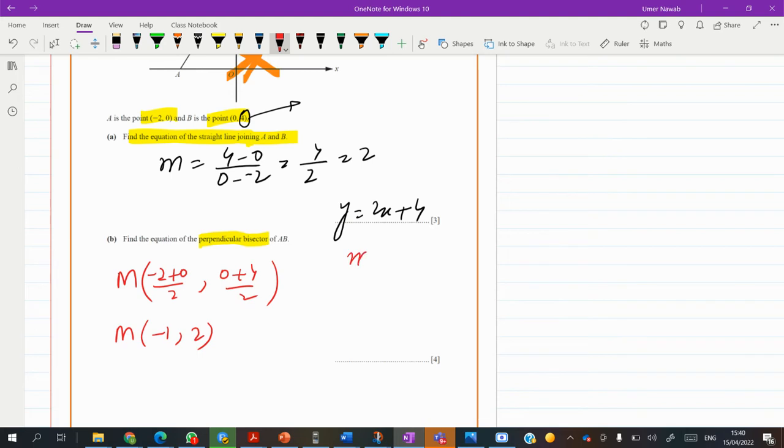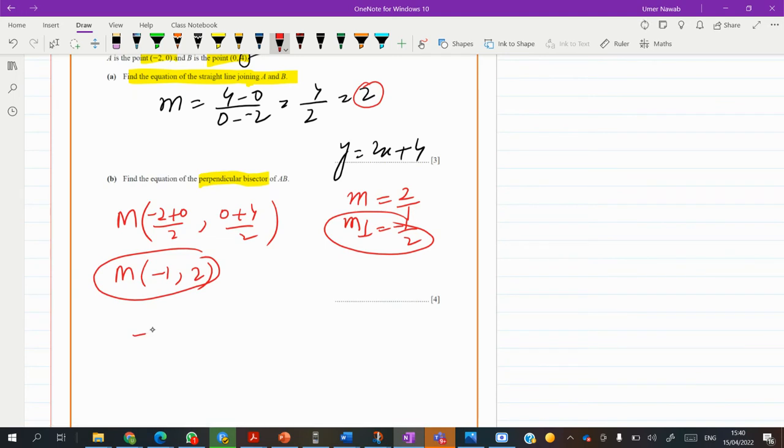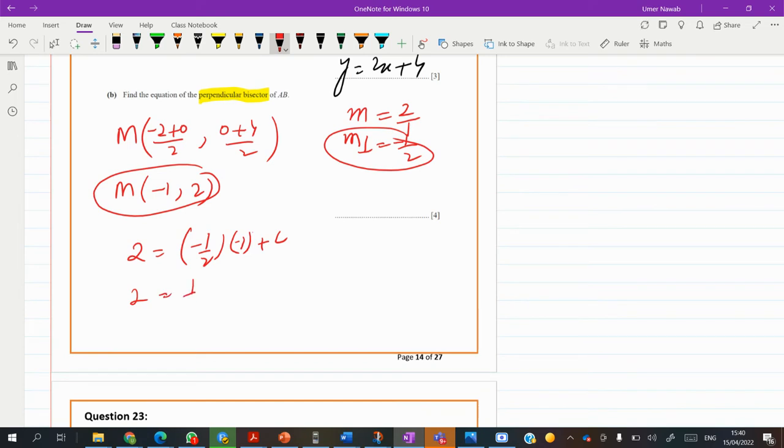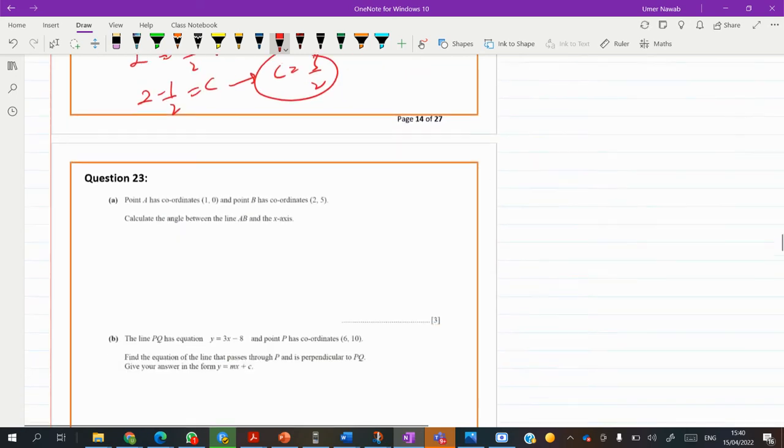And what was the gradient? Gradient was 2. I want the perpendicular gradient. So this is 2 over 1, so minus 1 over 2. So I need to use the gradient and the point. y equals minus 1 over 2, and x is minus 1, plus c. So 2 is equal to 1 over 2 plus c. Send it to the other side. So 2 minus 1 over 2 is equal to c. C is equal to 3 over 2. Now I'm ready to write the equation of the line: y is equal to minus 1 over 2 x plus 3 over 2.